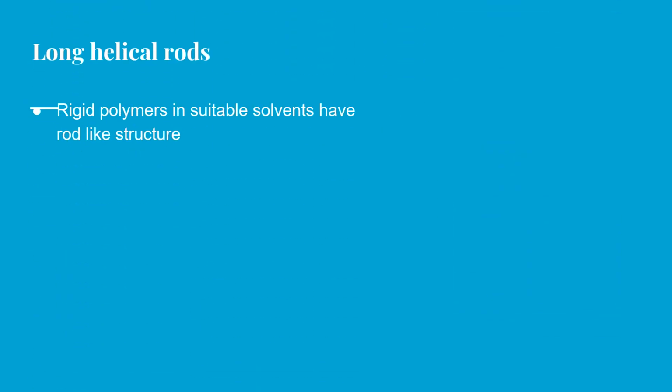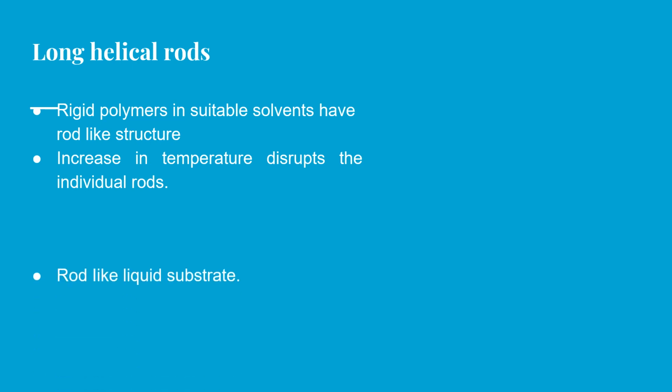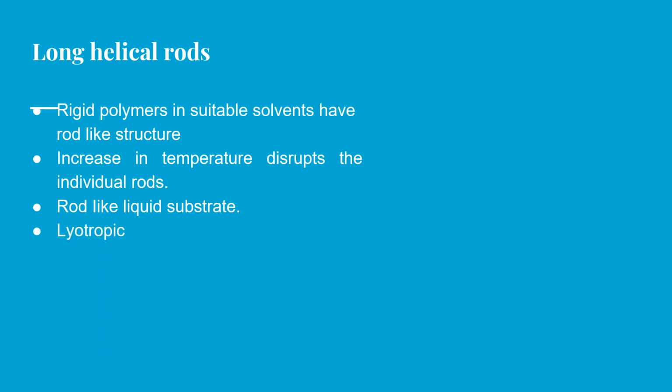Long helical rods are the next kind of systems. The rigid polymers in solvent have rod-like structures with a length of the order of 300 angstrom and a width of 20 angstrom. In concentrated solution, they give mesophases. When we increase the temperature, the individual rods in the solvent are disrupted. We can call these rod-like liquid crystals.